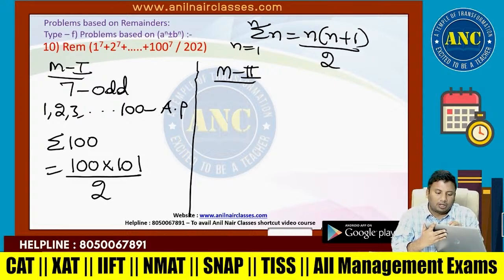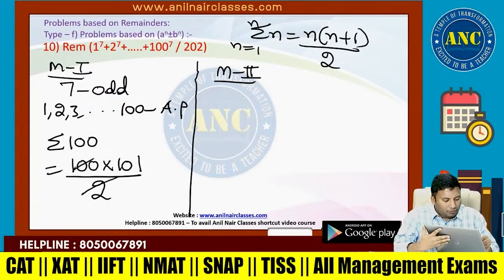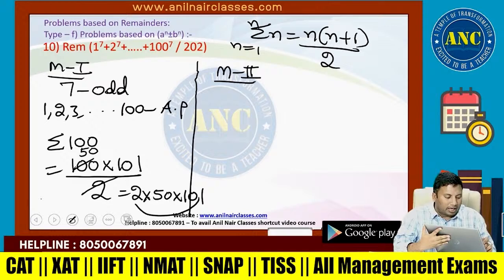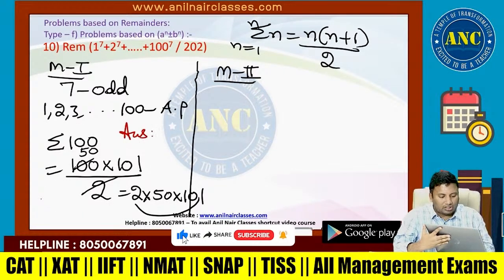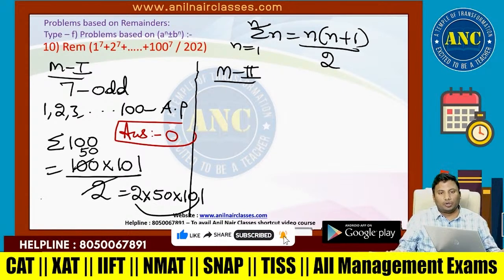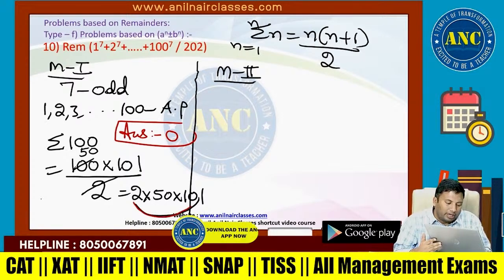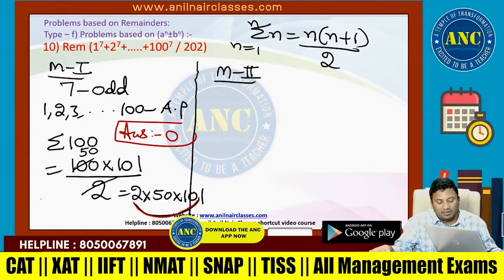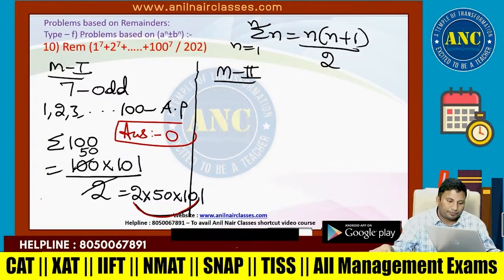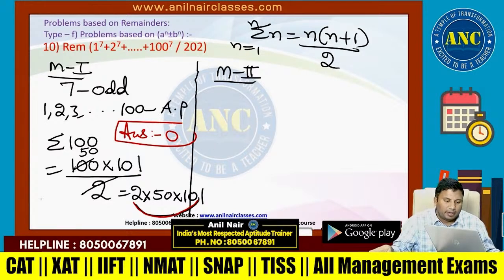n equivalent to 1 to n. 100 into 101 by 2 is 2 into 50 into 101. So the answer for this question is 0, because 100 is 2 into 50, so 2 into 50 into 101. 2 into 101, it is divisible by 202.